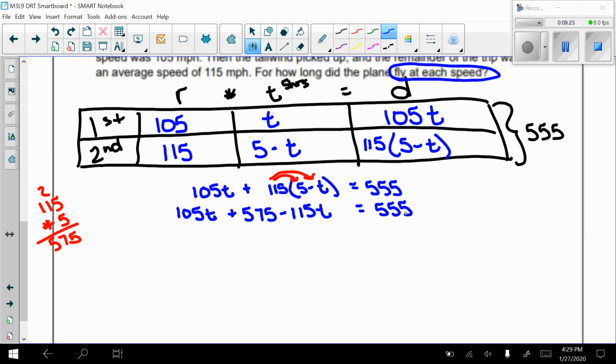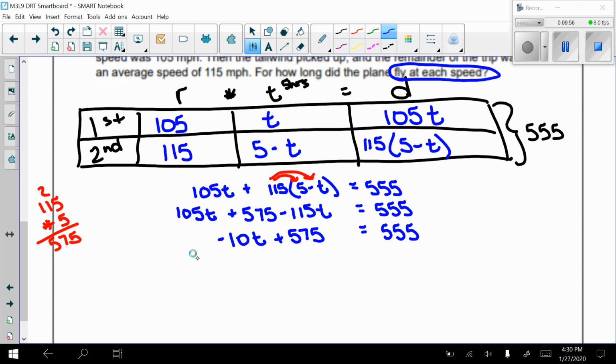So I distributed, and I have terms to combine. 105 t's minus 115 t's is negative 10 t's plus 575 equals 555. Whew. Got a lot going on in this problem. It's every possible step, isn't it? All right, so then we've distributed, we've combined, and now we undo our constant.